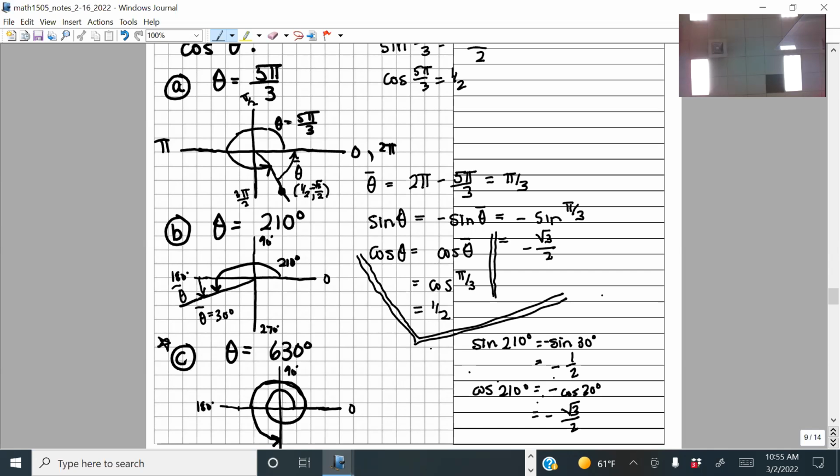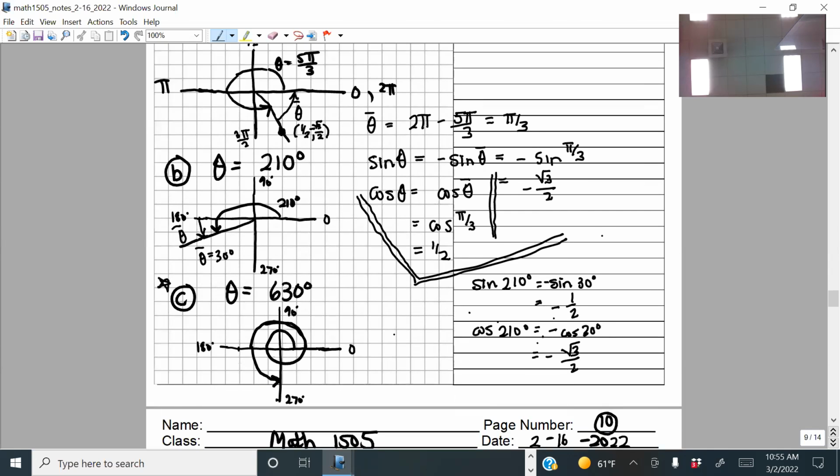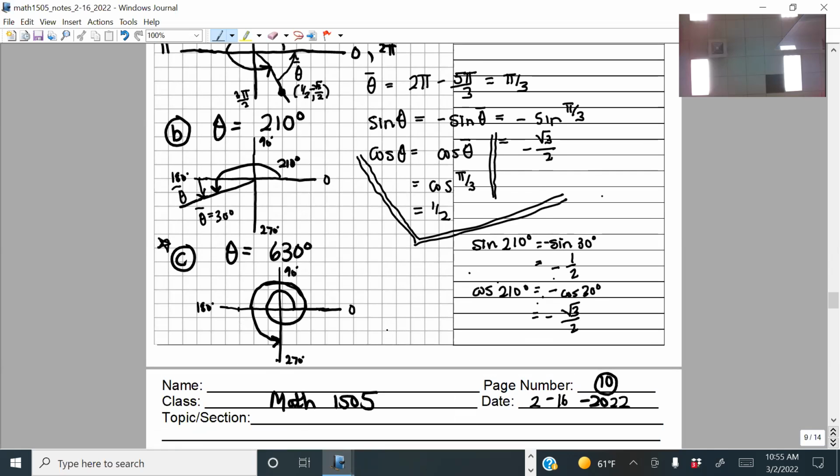All right, let's try one more here, and then I'll let y'all try some. So there is 630 degrees. Okay, so I've already drawn a picture of that. That's a pretty big angle. So in 630 degrees, you have one full revolution, that's 360 degrees. And then to get to 630, you have to go another 270 degrees.